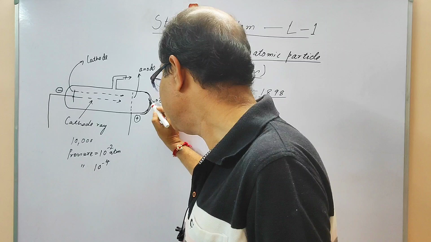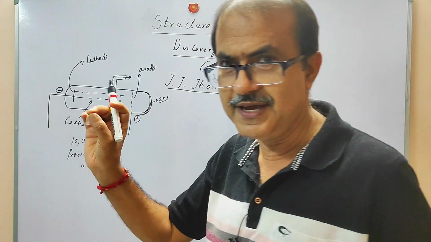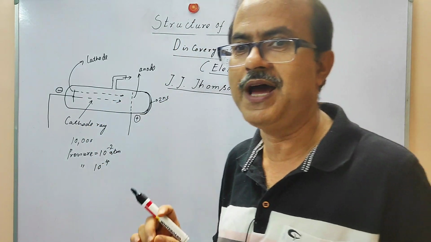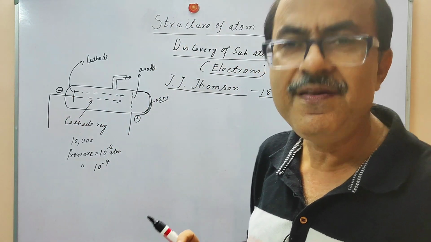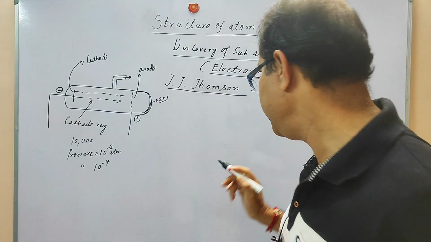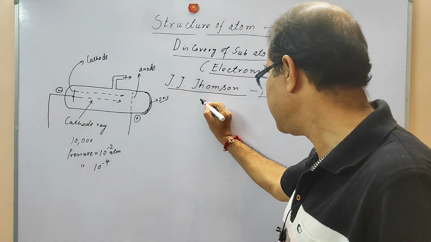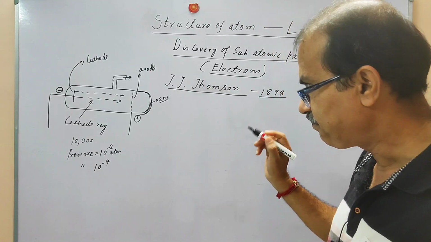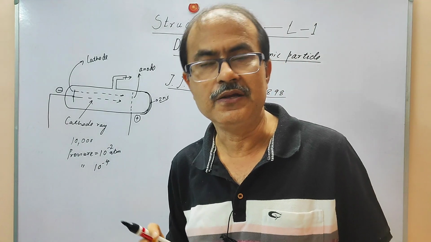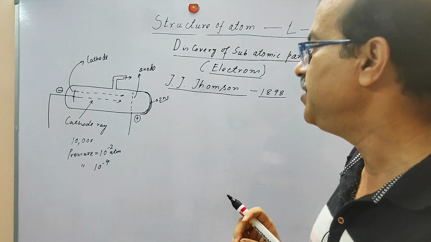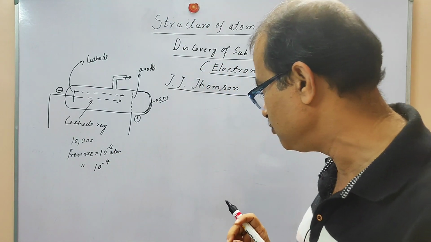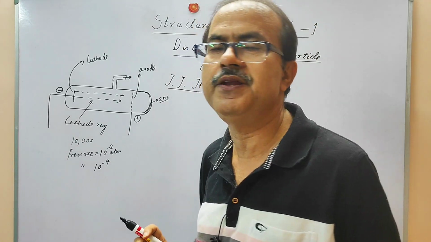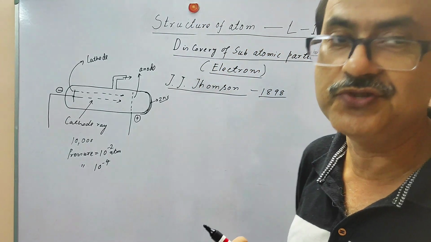And what he observed on the zinc sulfate was a teeny flash of light, which means something is coming from the cathode, and this is called the cathode ray. So we can write that the cathode ray has been produced from the cathode to the anode when the pressure inside the gas is 10 to the power minus 4 atmosphere and the potential difference between the electrodes is 10,000.